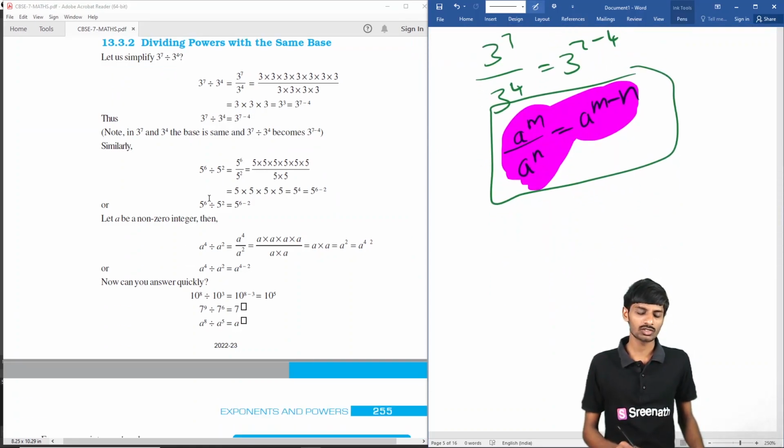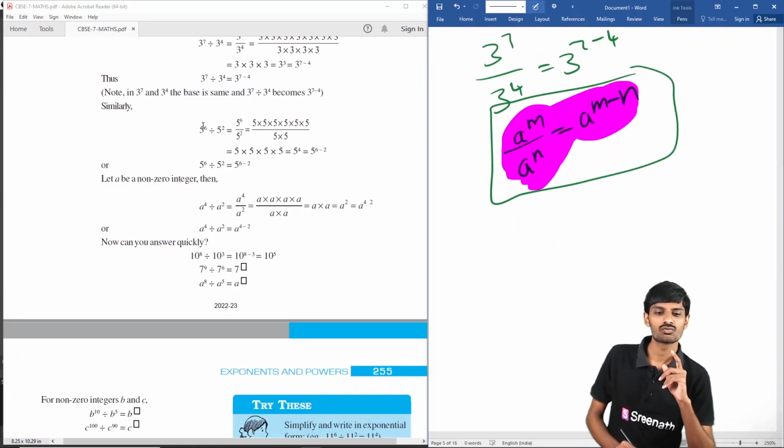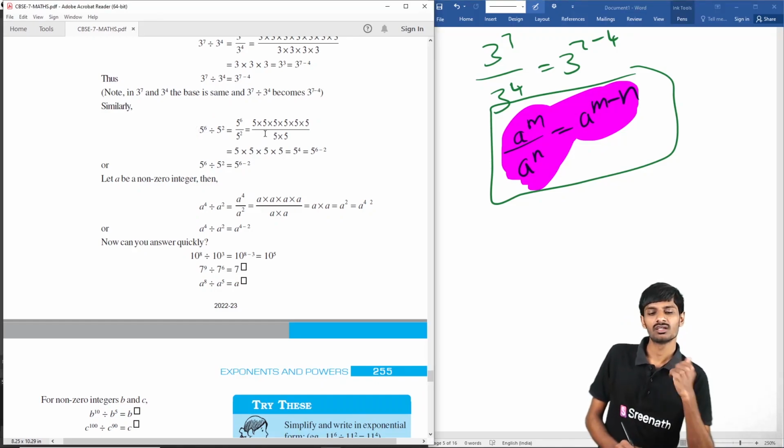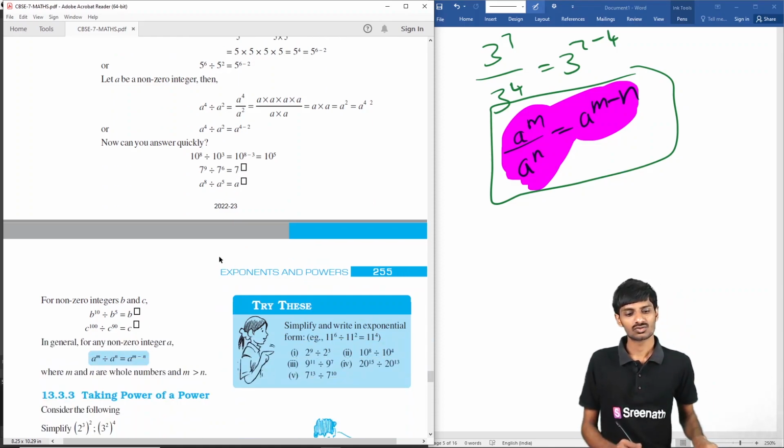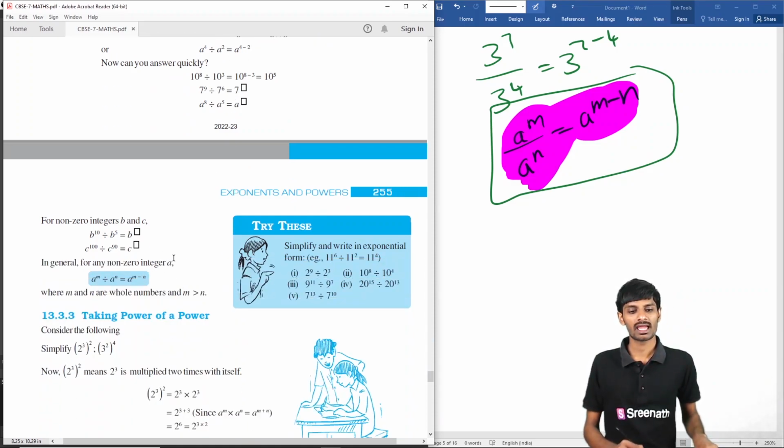If you want, you can check it. So 5 power 6 divided by 5 square. What will you get? 5 six times in the numerator, 5 two times in the denominator. If 2 can cancel, then the remaining is 4, which is nothing but 6 minus 2. Like that. Here a power 4 by a power 2 means 4 minus 2, which is 2. Like that, students. So this is the formula we have.